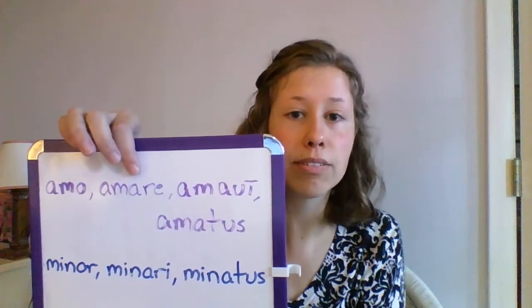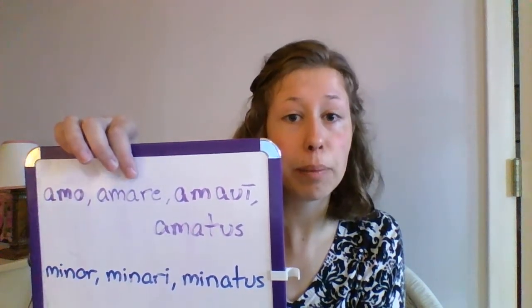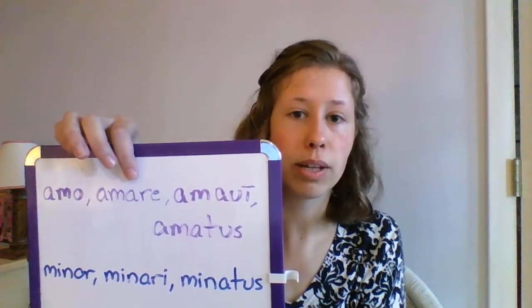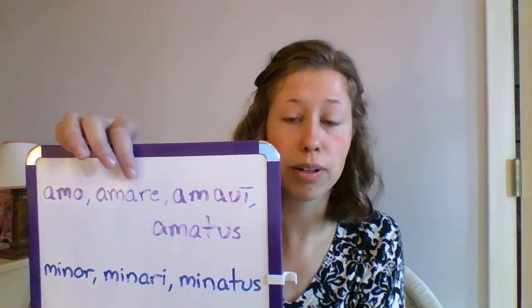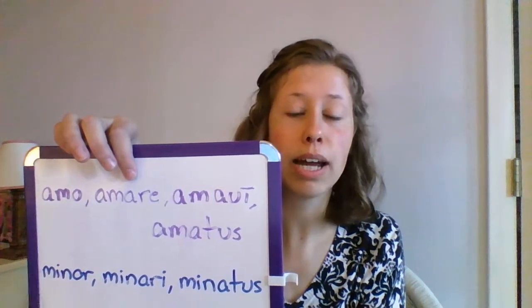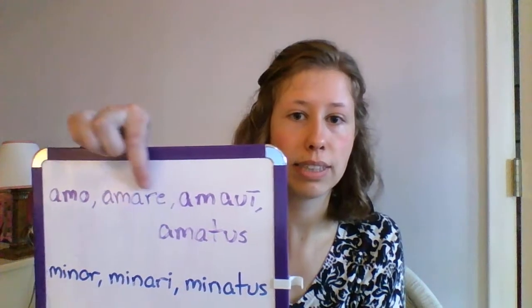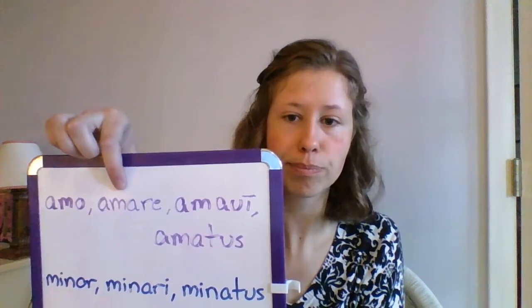And this infinitive is also used to form the imperfect subjunctive, as we know. So for instance, if you want the third person singular imperfect subjunctive of amo, you would have amaret. So you just add your endings onto this infinitive stem for the imperfect subjunctive.